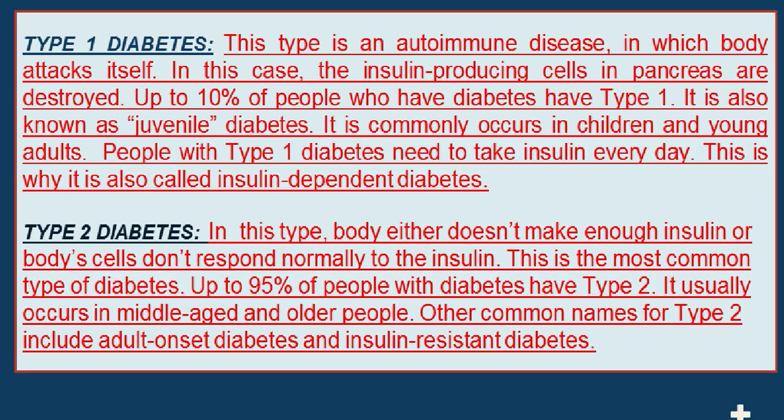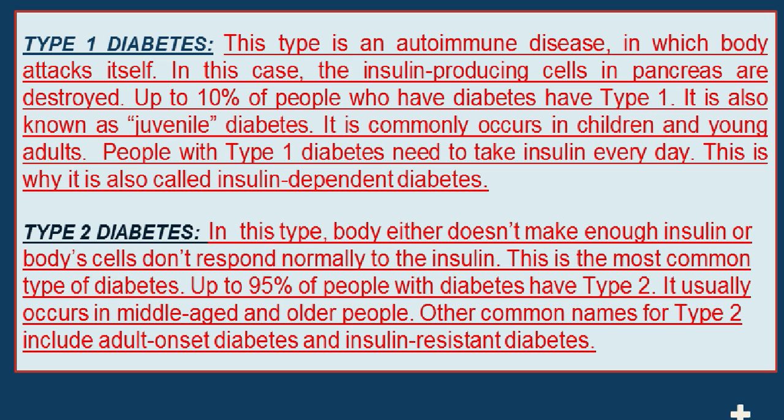Type 1 diabetes is an autoimmune state in which the body attacks itself. In this type, insulin-producing cells in the pancreas are destroyed. It commonly occurs in children and young adults. Up to 10% of people who have diabetes have type 1. It is also known as juvenile diabetes. People with type 1 diabetes need to take insulin every day. This is why it is also called insulin-dependent diabetes.